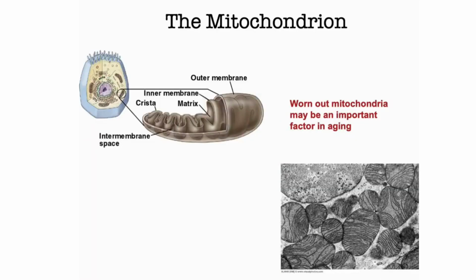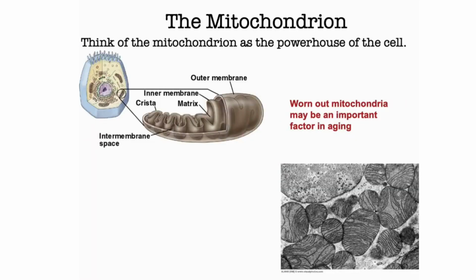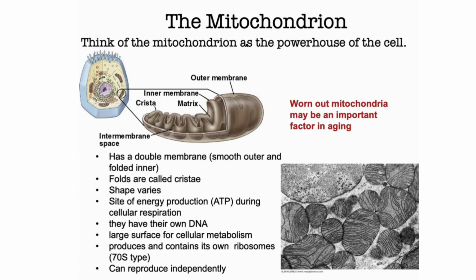The mitochondrion: think of the mitochondrion as the powerhouse of the cell. We know from the previous year, when we learned aerobic respiration, that mitochondria play an important role in respiration. It has a double membrane, a smooth outer and a folded inner membrane. The folds are called cristae. The shape varies. It is the site of energy production during cellular respiration. They have their own DNA, a large surface for cellular metabolism, and contain their own ribosomes and can reproduce independently.